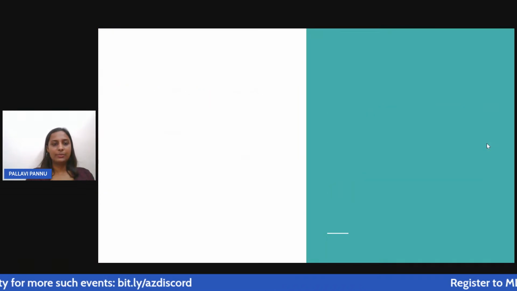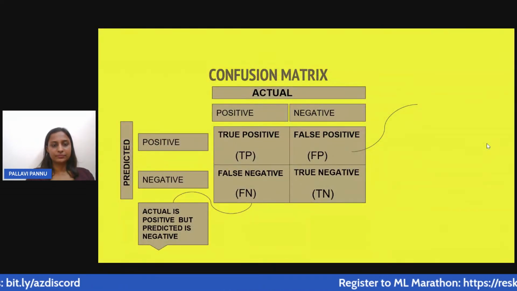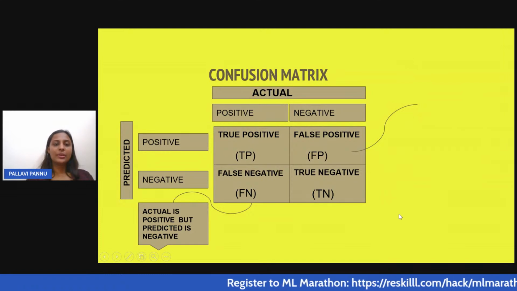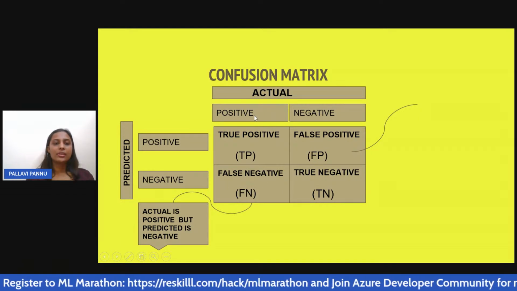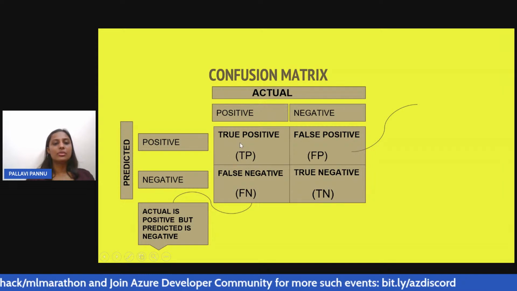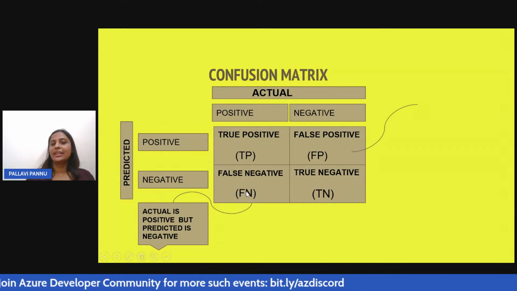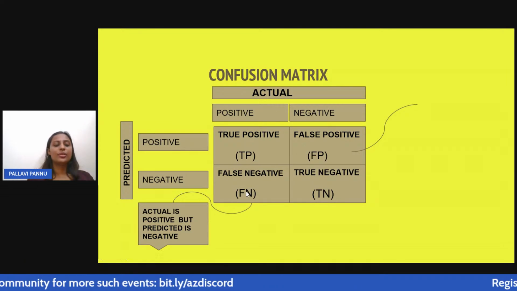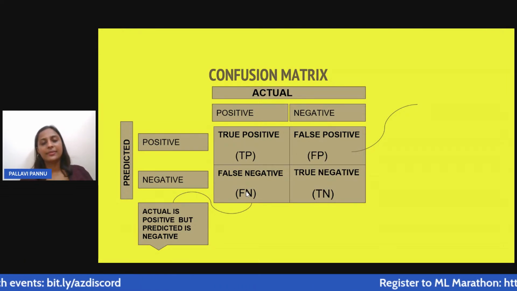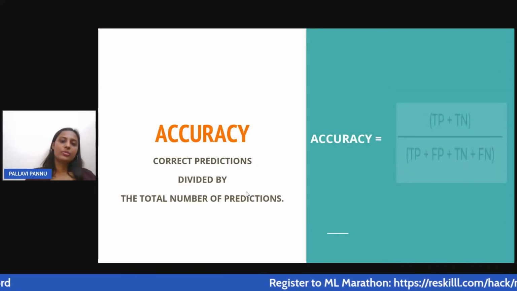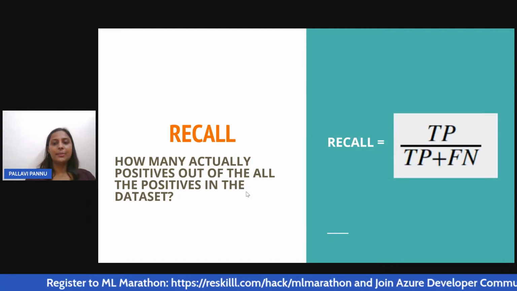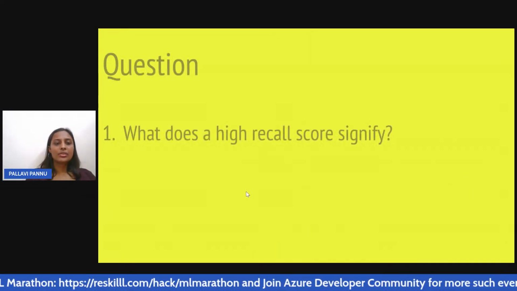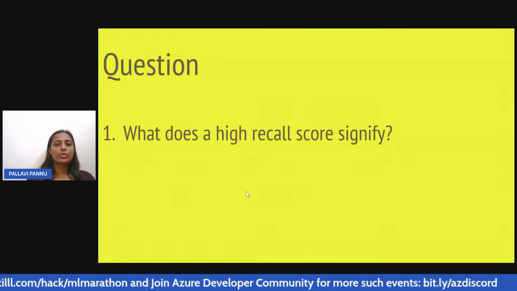Let's derive this with the help of the matrix. How many are actually positive out of all the actual positives? Actual positive is the first column. You can see it was actually positive, so the first column gives TP divided by TP plus FN, true positive divided by true positive plus false negative. From this matrix, you can derive any kind of metric. Let me go back to recall and frame a question. Recall is TP by TP plus FN. Now can you tell me what a high recall score signifies?